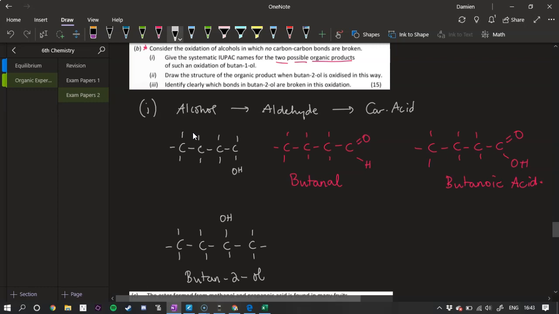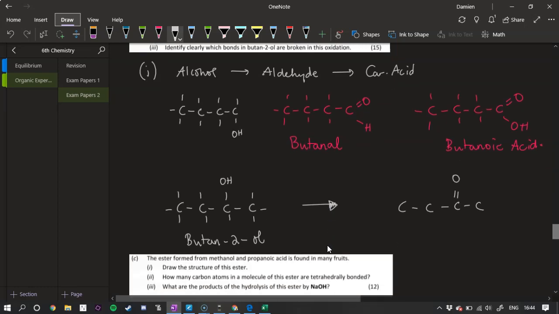Okay, and you are going to oxidize this. So when you oxidize this alcohol, again, you're keeping the same amount of carbons, except this time you're going to form a C double bond O. Now, why are you forming a C double bond O? Because this is a ketone. And you have to remember what you've got here. Butene-2-ol is a secondary alcohol.